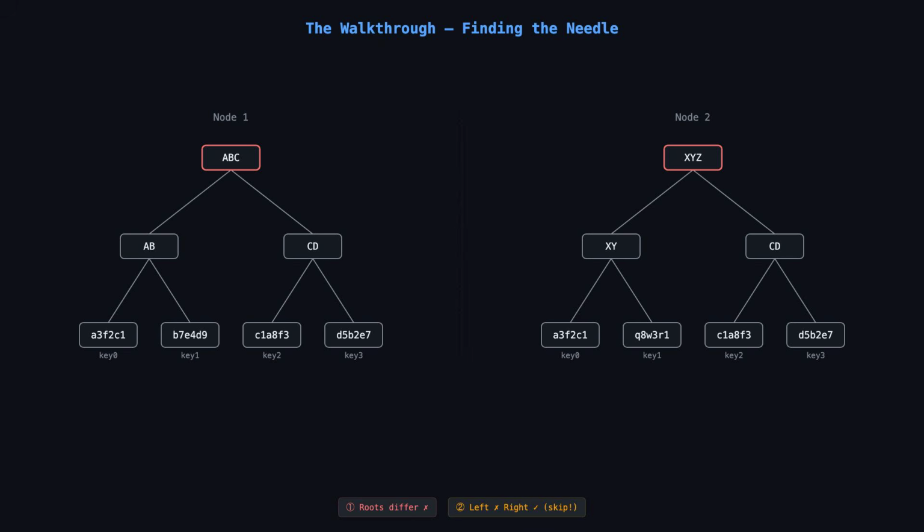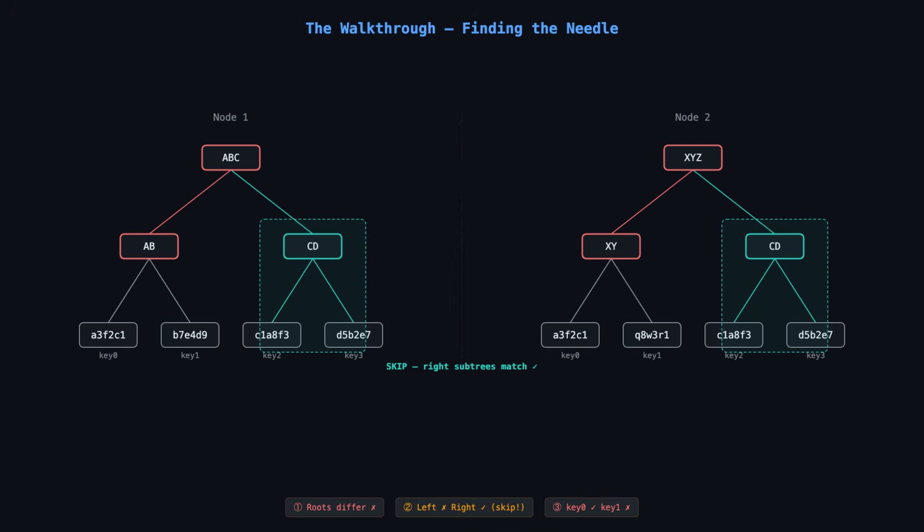Step 2. We compare the left children first. Hash AB does not equal hash XY. So the left subtrees differ. When we compare the right children, hash CD equals hash CD. The right subtrees are identical, and thus we skip the entire right half. We just eliminated key 2 and key 3 from consideration without ever looking at them.